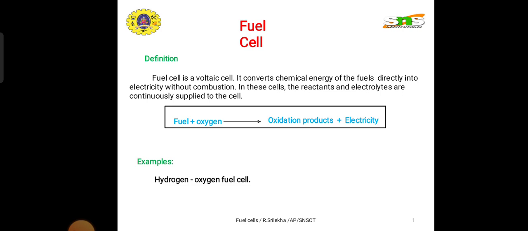Definition: a fuel cell is a voltaic cell. It converts the chemical energy of fuels directly into electricity without combustion. In these cells, the reactants and the electrolytes are continuously supplied to the cell. Fuel plus oxygen gives oxidation products plus electricity. Example: hydrogen-oxygen fuel cells.